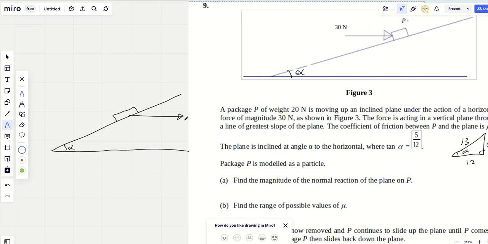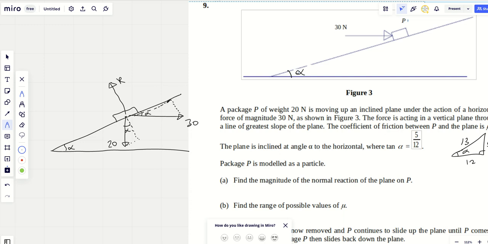I'm going to have 30 going along like that. That's alpha as well. I'm going to have R, which is always perpendicular. I'm going to have the weight, which is 20. I'm going to draw the little dotted lines on here because that will be alpha.